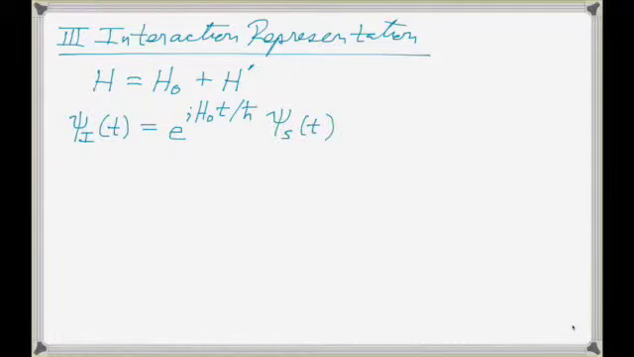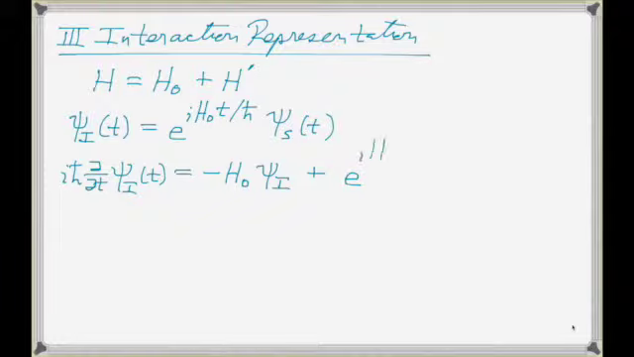And so now if we take the time derivative of this wave function, i h bar d/dt psi I of t, that's going to equal, well, acting on the exponential, I'm just going to get a negative H0 times psi I, plus, acting on psi s, e to the i H0 t over h bar times this i h bar d/dt acting on psi s, which just gives me H0 plus H prime psi s. Right, that's what I get from i h bar d/dt acting on psi s.